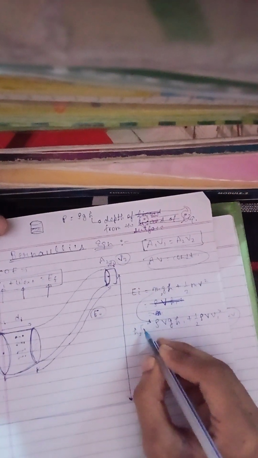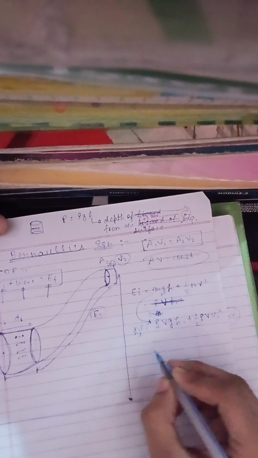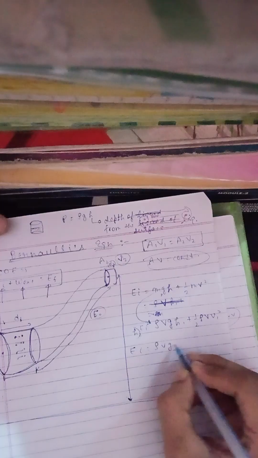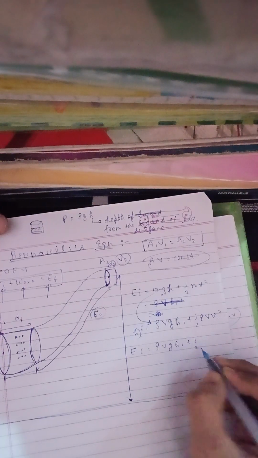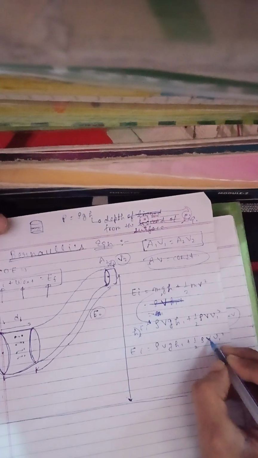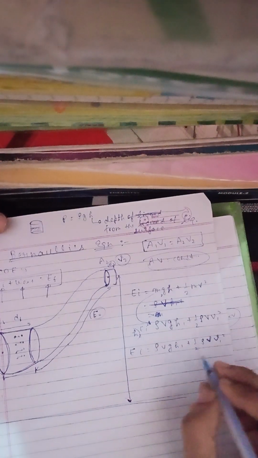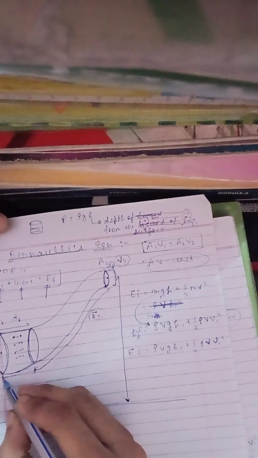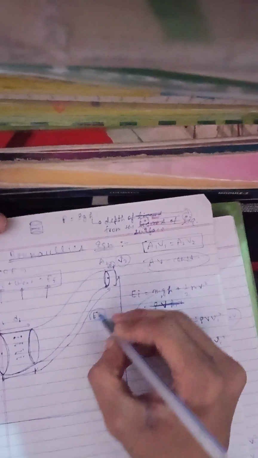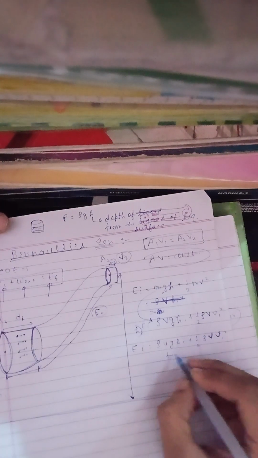E initial we are getting is rho V g h1 plus half of rho V v1 square. Don't get confused, this is volume and this is velocity. And also we have calculated the energy of this part only. Now the energy of this part we assume to be E naught. So we will also add that. Then we get energy initial.